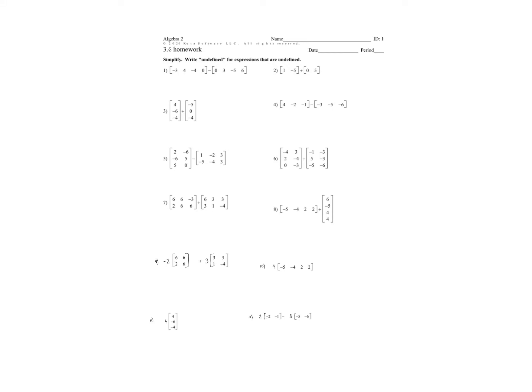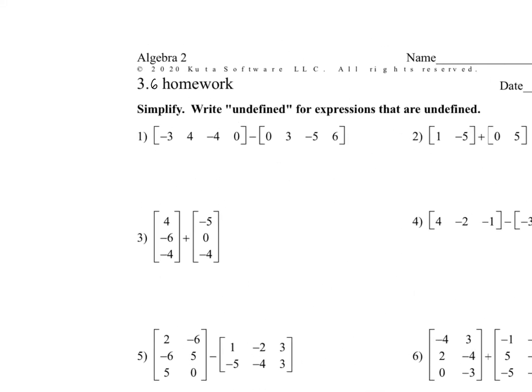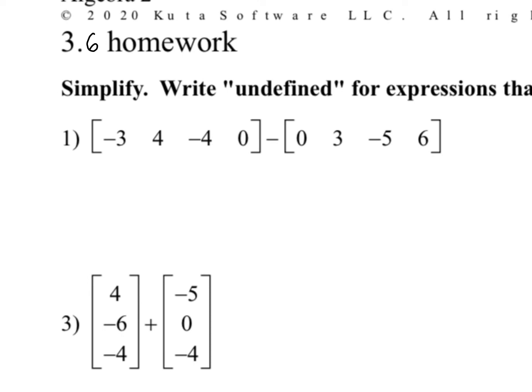All right, so let's take a look at number 1. For our matrices, we just have to make sure that they're the same size, and then we have to do whatever it says. So here it's subtracting. And then we just do one term at a time. So it has to be in the same position, the ones that you subtract.